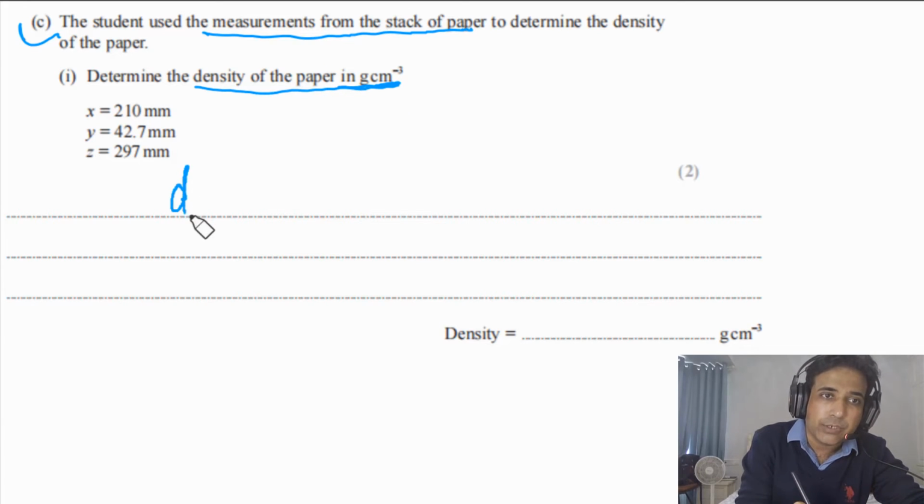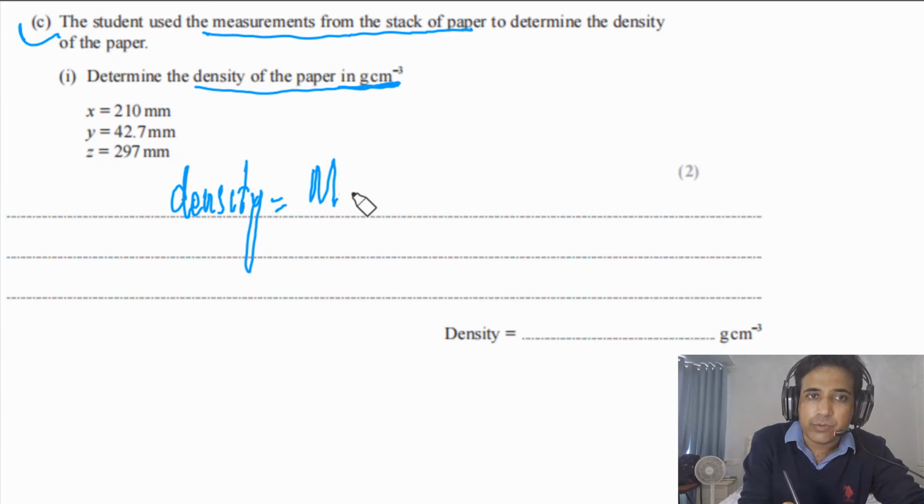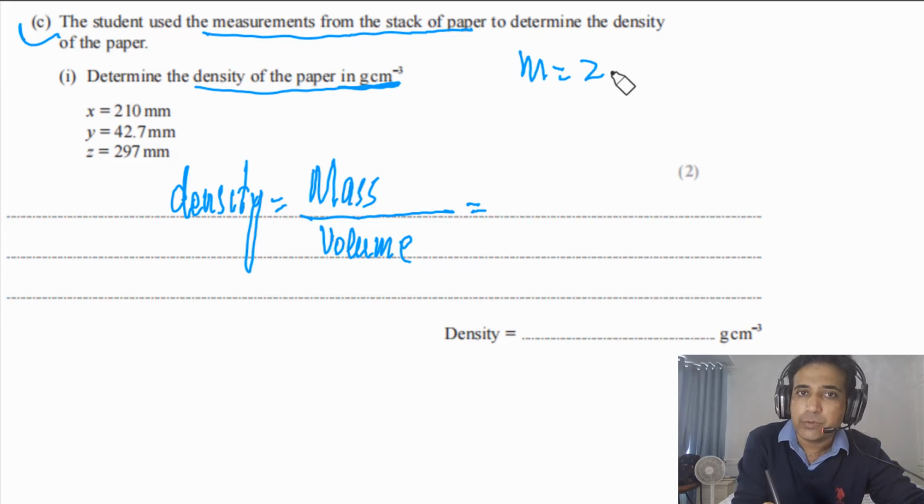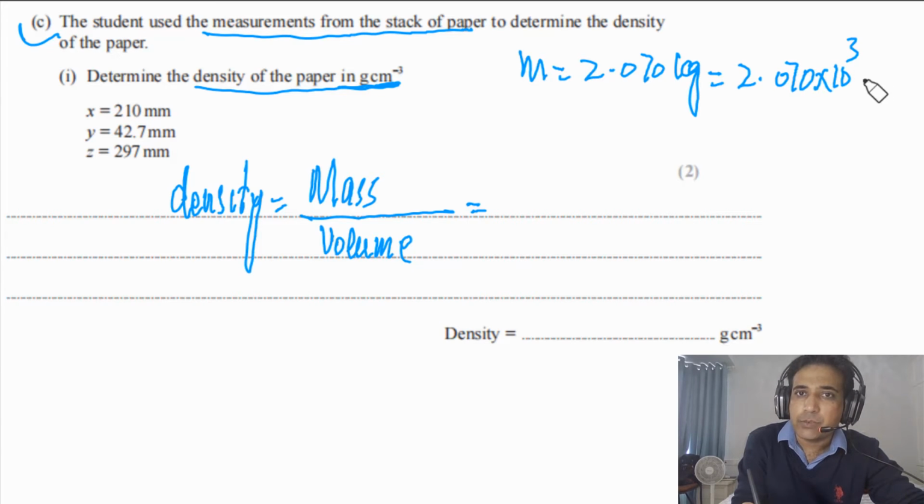So how we can calculate density? This is the first thing you need to understand. Density is equal to mass over volume, means the mass of stack of paper divided by volume of stack of paper. So here we have volume, and the mass in the last part was given to us, that was equal to 2.070 kgs. So we can convert this one into grams. We have 2.070 multiplied by 10 to 3, so the answer will be in grams. We will get 2070 grams.